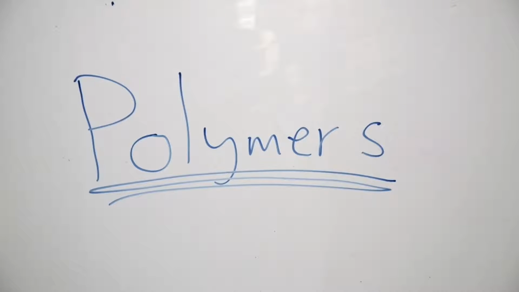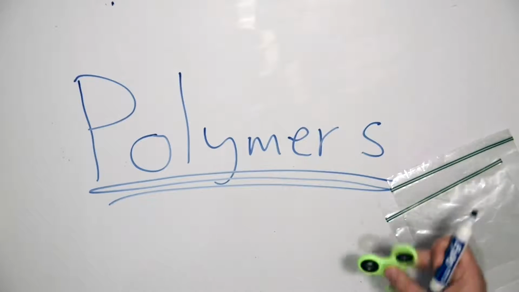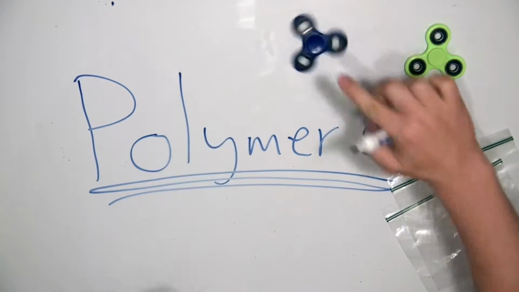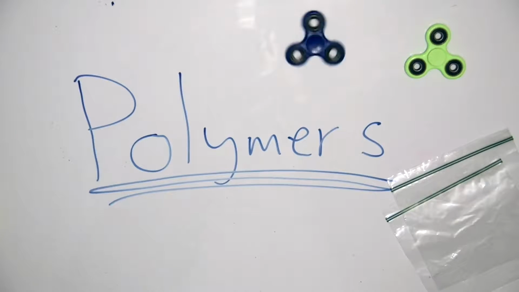Polymers make up everyday products such as plastic bags, fidget spinners, and milk cartons. They are also used in many medical devices and implants such as knee implants. There's a lot to learn about polymers, so we have created this series of videos to serve as an introduction. So sit back, relax, and enjoy this series on polymers.